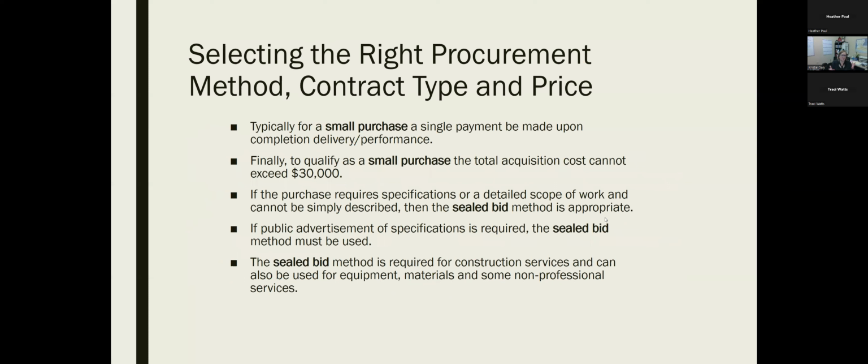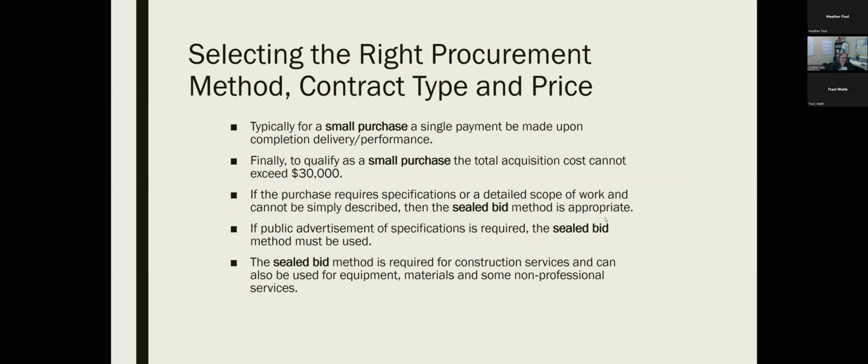So how do you know which method of procurement or contract type and price you should use? Typically for a small purchase, it's a single payment made upon completion or delivery of performance. To qualify as a small purchase, the total acquisition cost cannot exceed $30,000. If the purchase requires specifications or a detailed scope of work and cannot be simply described, then the sealed bid is the appropriate method.